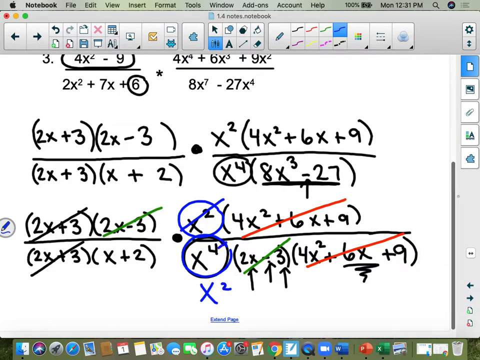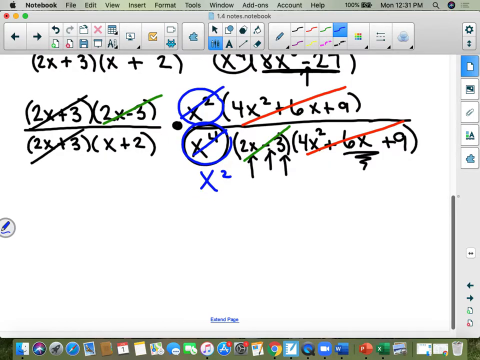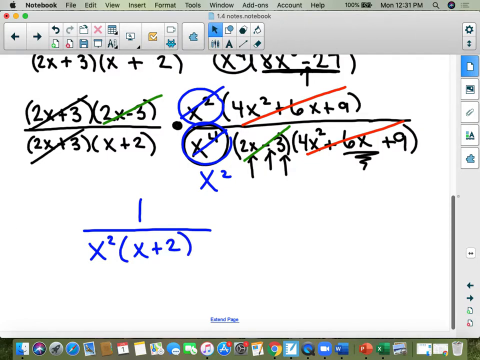I'm going to have an x squared left on the bottom. As you can see, the whole top is gone, so I'm going to leave a 1 on the top. And on the bottom, I have an x squared left and an x plus 2 left. That's what it takes in order to do some of these problems for the assignment.